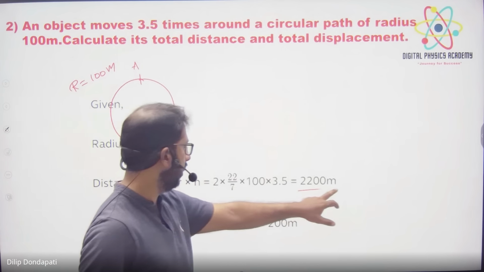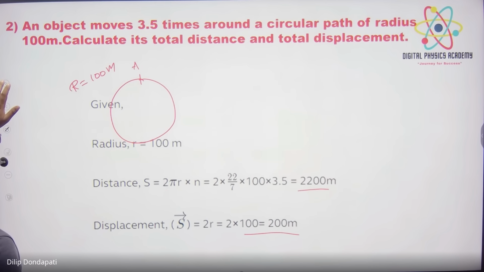Is the displacement 200 meters and the distance is 2,200 meters? Distance is 2200 and displacement 200. Yes, correct. Understood the concept right? Yeah, understood.